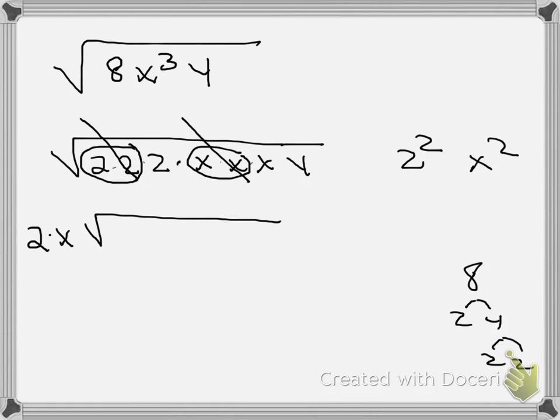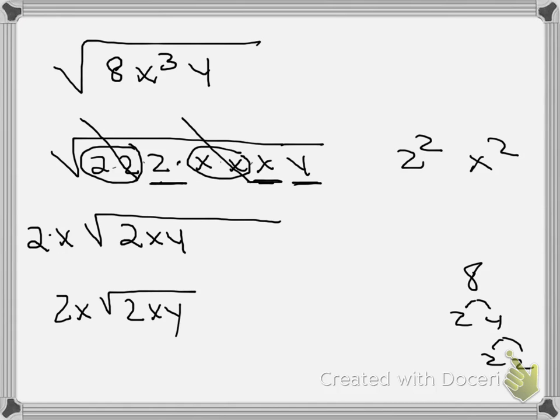If you don't have any other pairs, what is left on the inside of the radical sign is 2xy, and then on the outside we have 2 times x, which is 2x, square root 2xy. And it's that simple, and you're done.